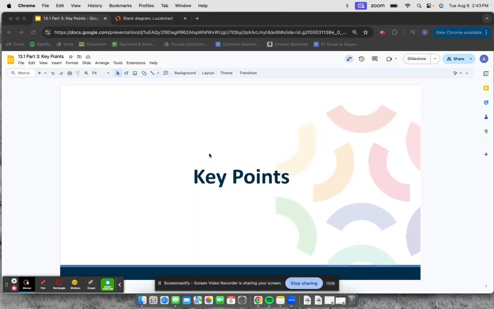Right, we are going to briefly overview what key points are, how to write them, and also give you a really clear example of effective key points for a lesson. So here we go.